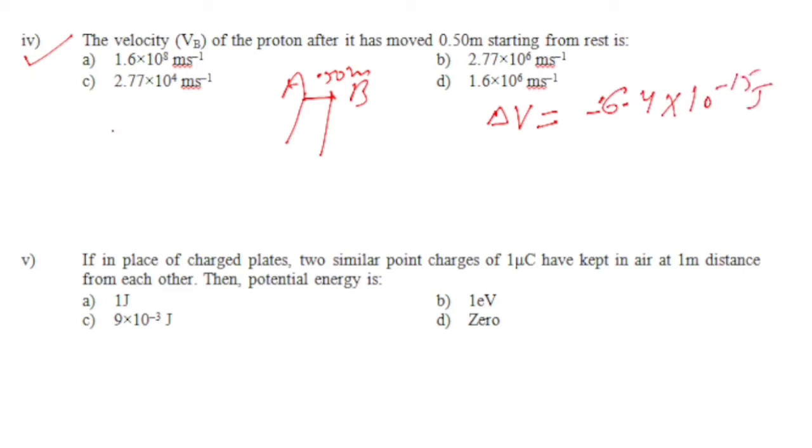And you know, what is the relation between kinetic energy and potential energy? Delta K is, for a conservative force, minus of delta V. So delta V is this one.